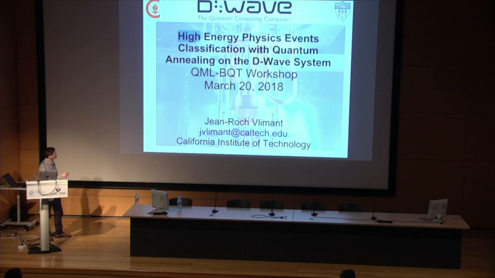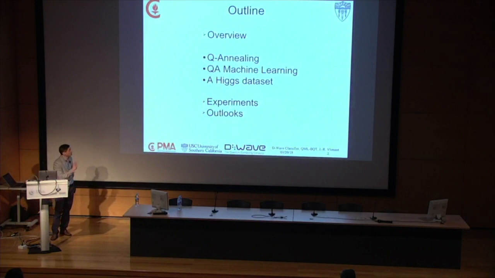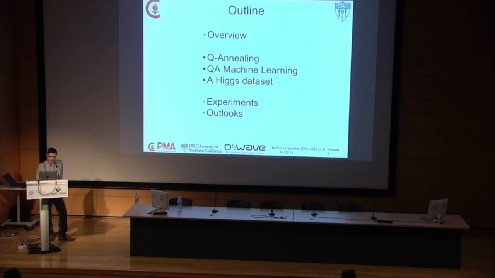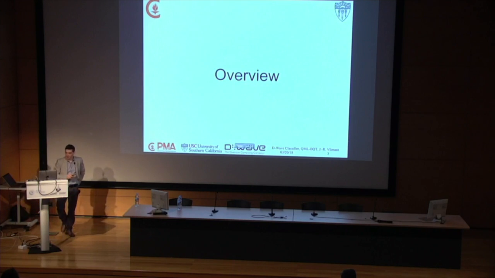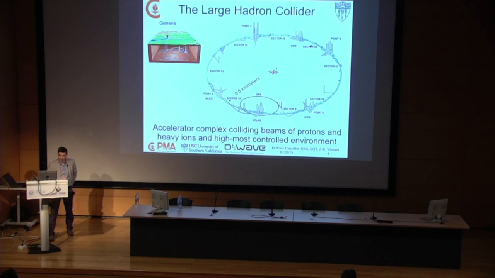I'd like to indeed talk about high energy physics event classification using the D-Wave system. So I'm going to do so by going quickly through an overview of high energy physics for those that don't know much about it. I'm probably going to go quickly through quantum annealing because most of you know about it. I'll go through some of the details of the QA machine learning method that we've applied, and then maybe spend more time on the Higgs data set that we prepared, go through the experiment that we've done, the results, and then open to outlooks.